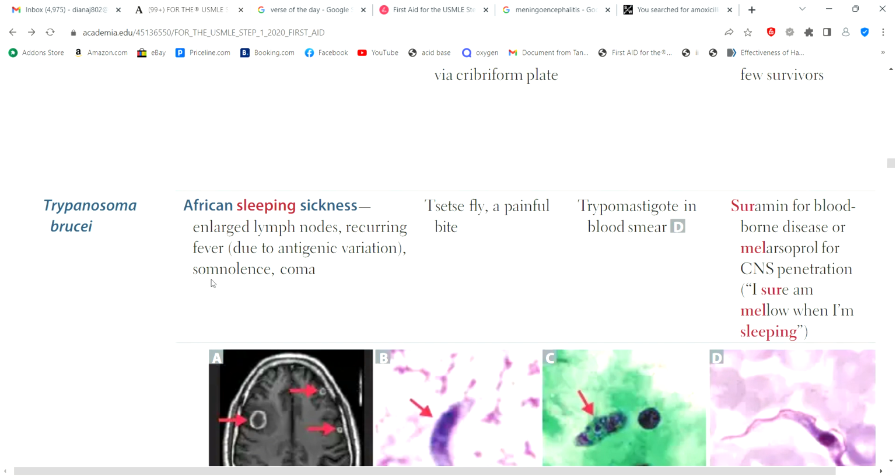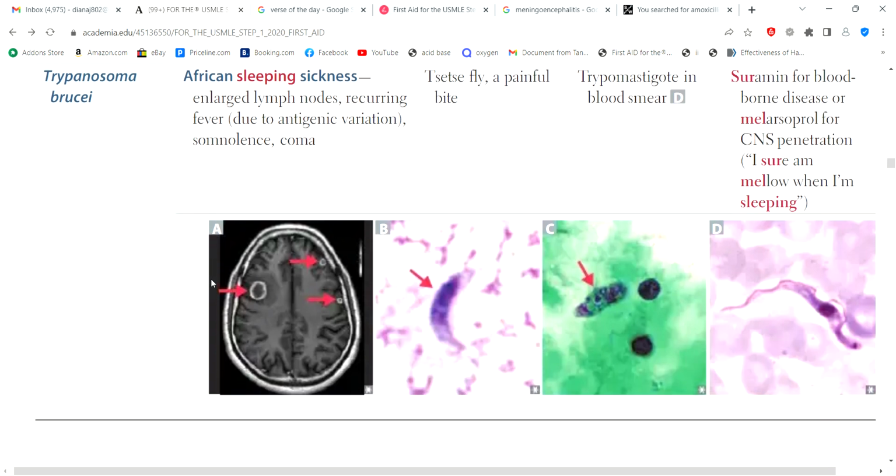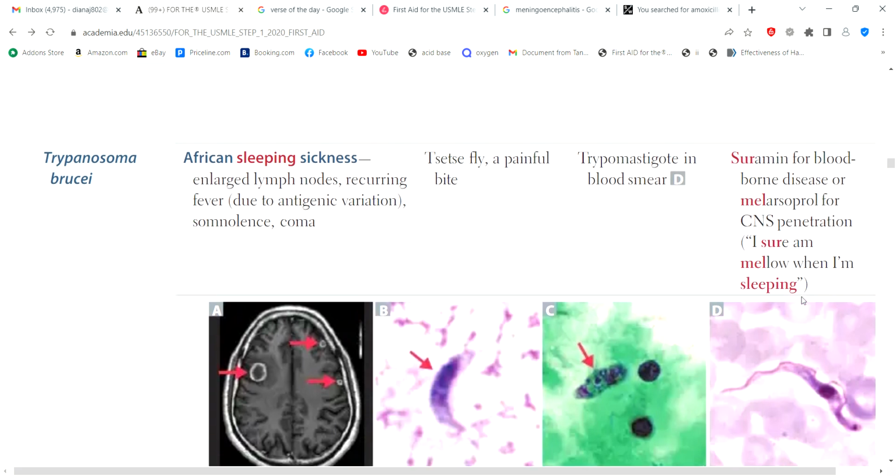Trypanosoma brucei. This causes African sleeping sickness. You see enlarged lymph nodes, a recurring fever due to antigenic variation, somnolence, and coma. It's transmitted by the tsetse fly and is a painful bite. You see trypomastigotes in the blood smear, which is right here, Figure D. Treat with suramin for blood-borne disease, or melarsoprol for CNS penetration.